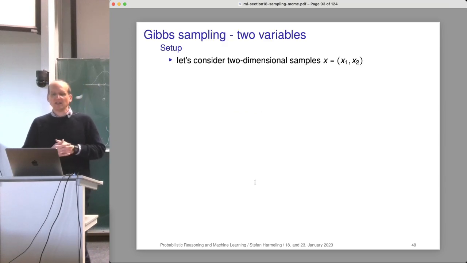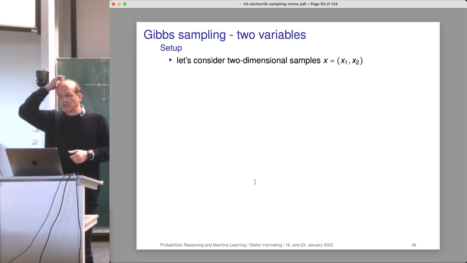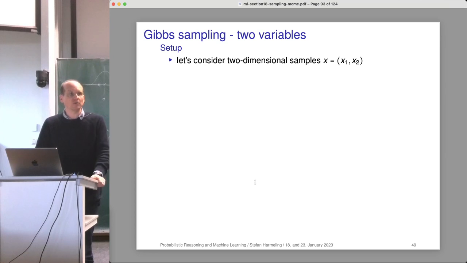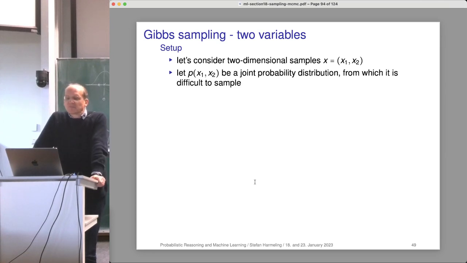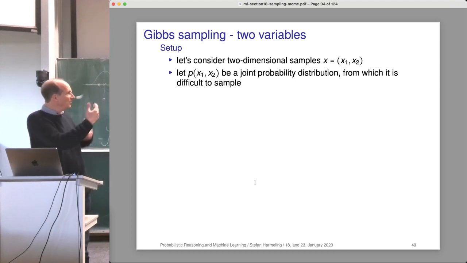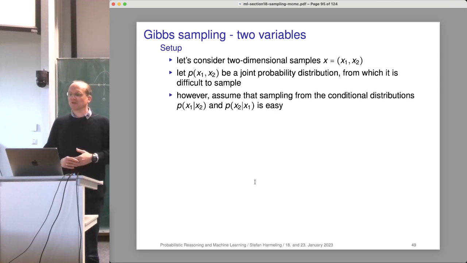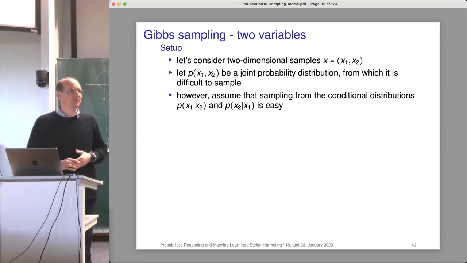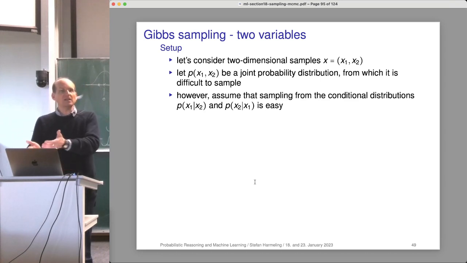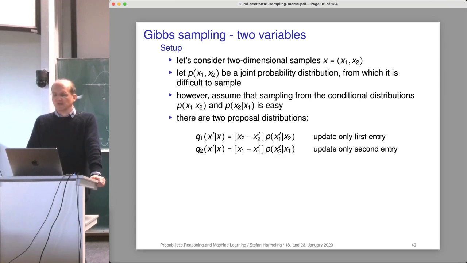So Gibbs sampling, let's first look at Gibbs sampling for two variables. So now we are sampling in two-dimensional space, so we need x1 and x2, okay? Suppose the joint probability distribution might be difficult to sample from. That might sometimes be the case, it's a complicated product or whatever, and we don't know how to sample from it. However, suppose the conditional distributions are easy to sample from, okay? Those are the assumptions that we need for Gibbs sampling. If we are in a situation like that, then we can use Gibbs sampling. So let's look at it.